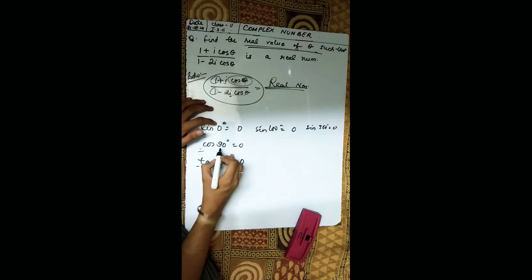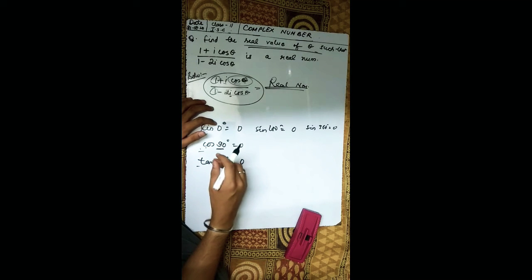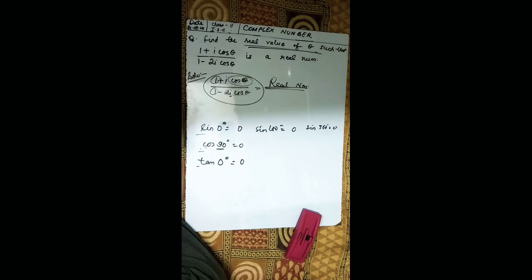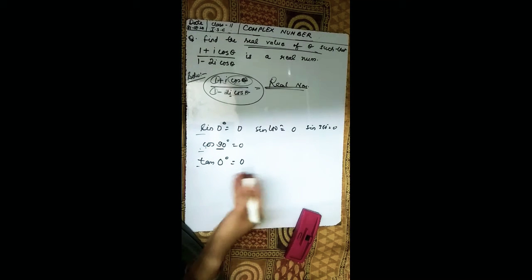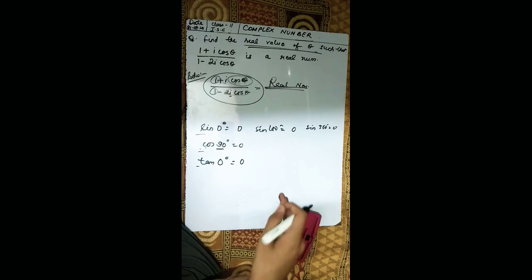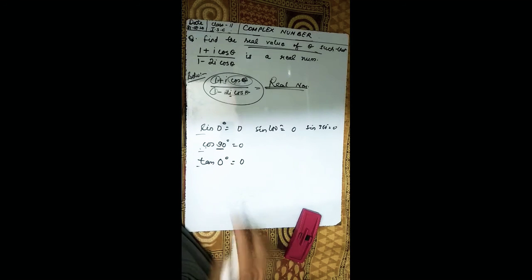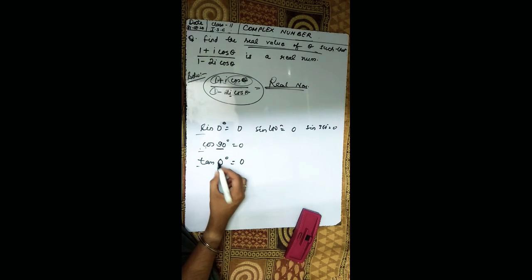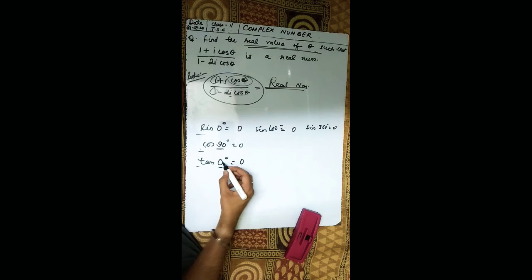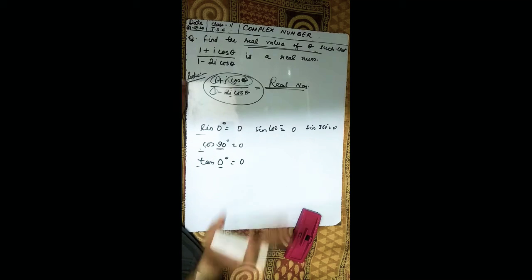Similarly, at cos 90 degrees you have 0, so add 180 degrees to this 90 degrees. What will you get? 270, because 90 plus 180 is 270. Then after 270, 450. At these angles your cos will be 0. Similarly for tan, if tan 0 is 0, then tan 180 will be 0, then tan 360 will be 0. So you have to remember it like that.